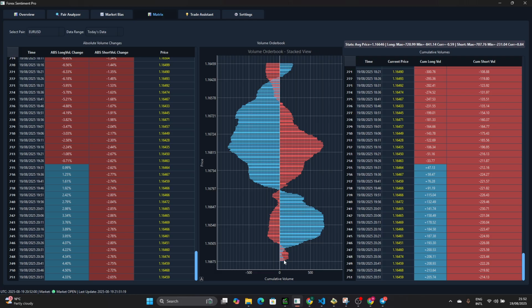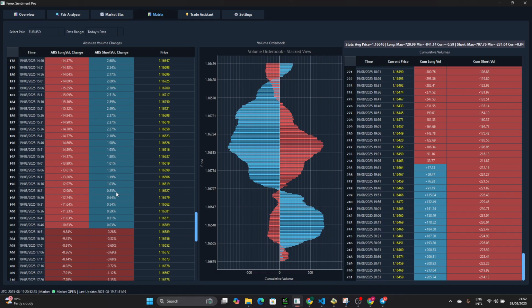Retail traders were opening long and short together, and then they decided to close out, reducing their volume orders on their short side and opening longs, and then vice versa, opening shorts, reducing longs, and then switching to longs and shorts.